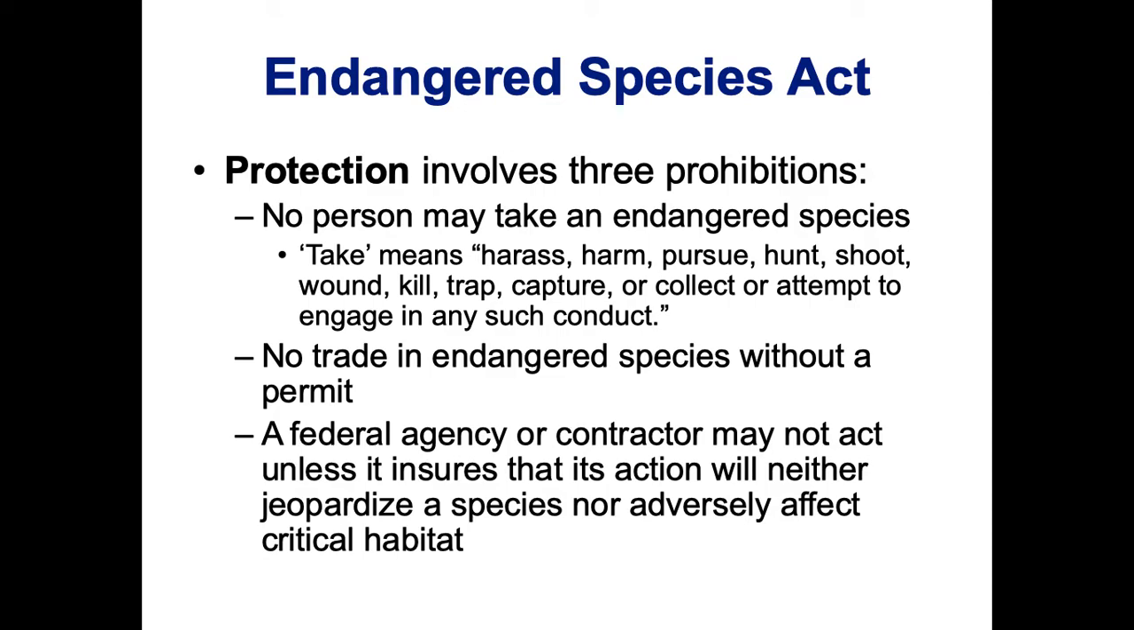There's also no trade in endangered species without a permit. So anything you do that involves an endangered species, you need to get a permit for. Similarly, if you do things on critical habitat, you also generally need a permit. So a federal agency or contractor may not act unless it ensures that its action will neither jeopardize a species nor adversely affect critical habitat. So it protects the critical habitat and protects the species itself.